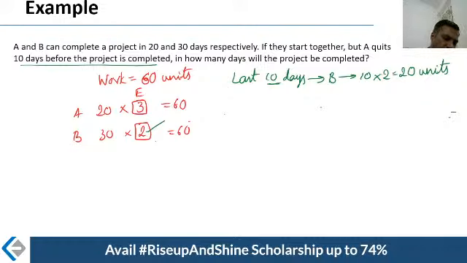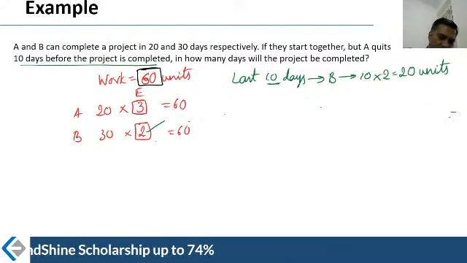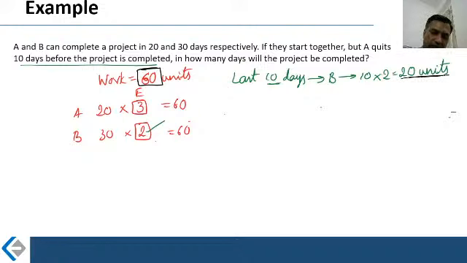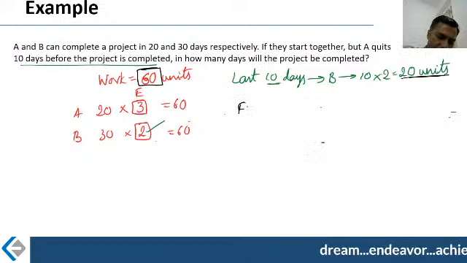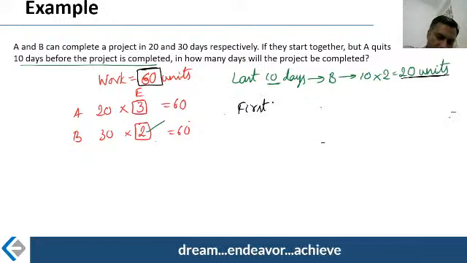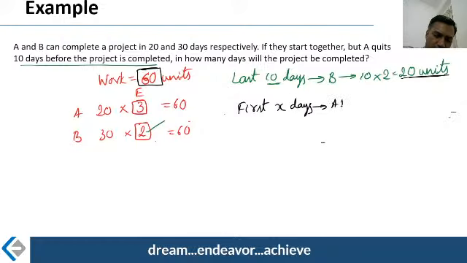But what is the work, friends? The work is 60 units. 20 units were done in the last 10 days. Therefore, the first X days, which means before A quit. The first X days, who were there? Both A and B were there.